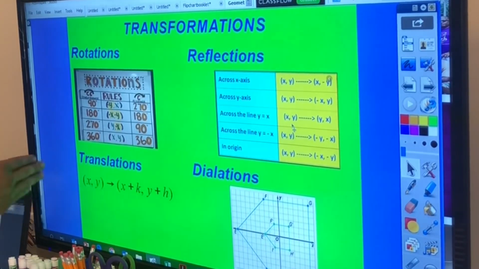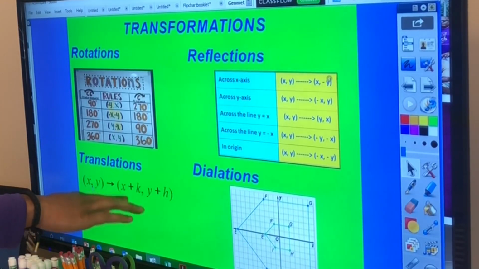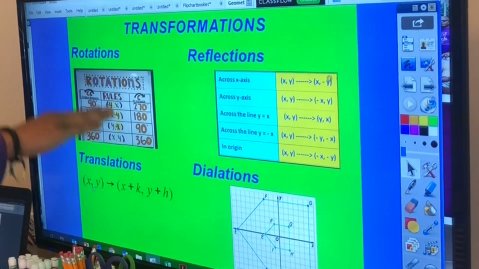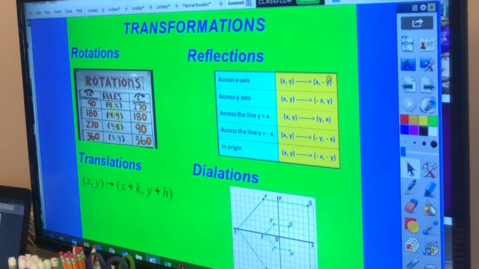We have 2 more transformations to learn. Those are translations, where x, y becomes x plus k and y plus h, which means I either shift up or down with the y value, or left and right with the x value. And the last thing we have are dilations. Dilations either get bigger or smaller. Okay, let's go ahead and see some practice.